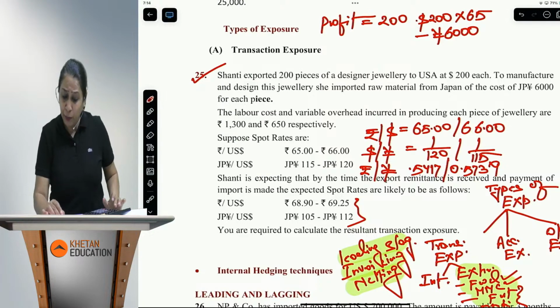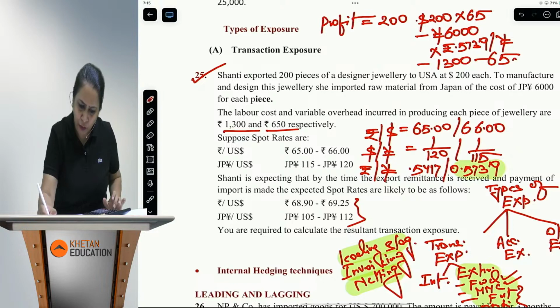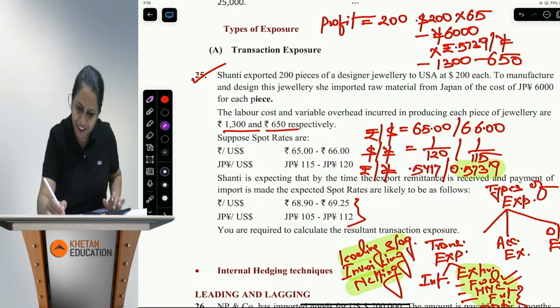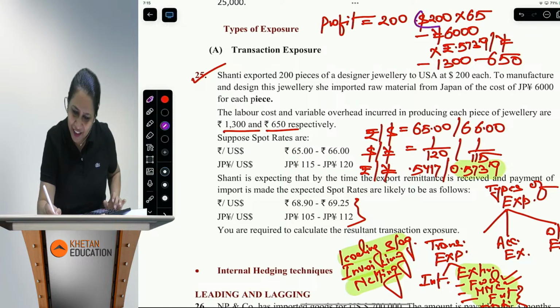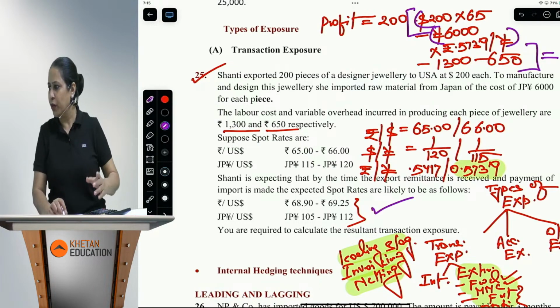Okay, so if I have imported, that means this rate will be applicable to me, correct? So can I use that rate here, 0.5739 rupees per yen, correct? Then again minus this 13 and 650, 1300 minus 650, correct? And then maybe I can change the color. Just take out the profit and you're sorted. Similarly, you will do for the second set of rates. You will calculate the profit, take the difference, and we are sorted.